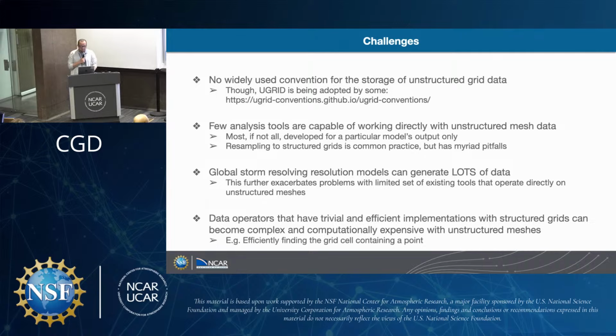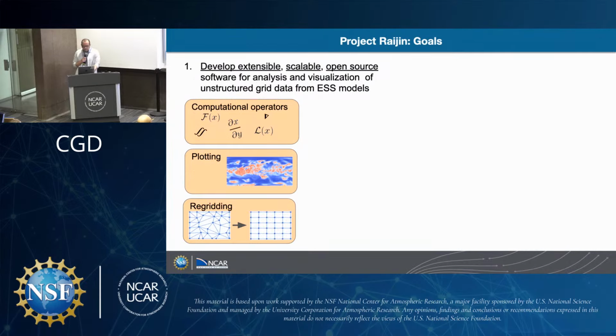Again, Brian mentioned these challenges very well. I'd like to add one thing from a software development perspective: it can become very complex when the time comes to developing algorithms for unstructured grids, which are straightforward for latlon grids. So that's also one big challenge the software development team members are dealing with when it comes to unstructured grid software development. That said, motivations and challenges are driving the Project Raijin goals.